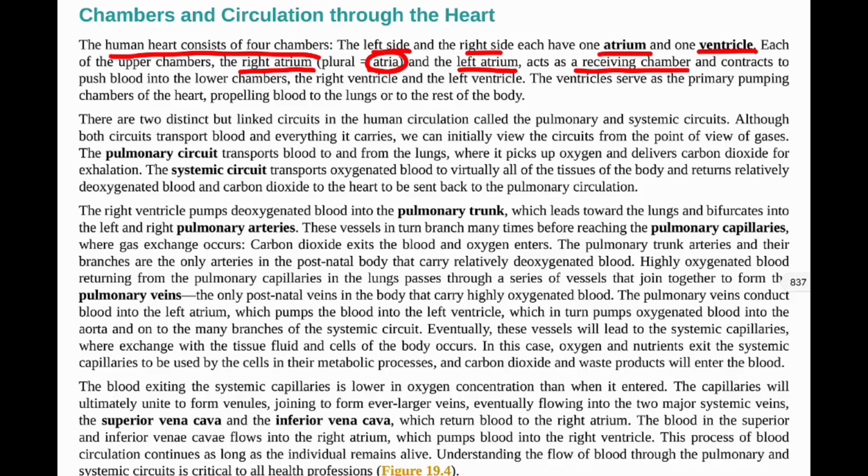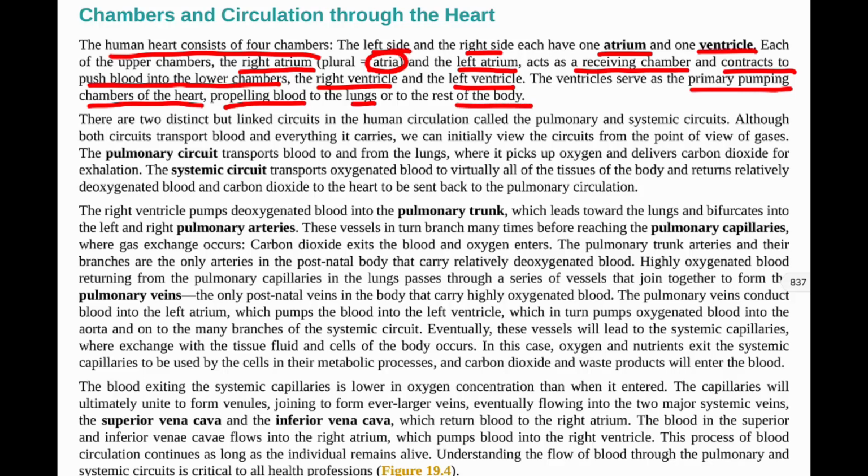So the atria receive the blood, and then it'll drain down into our ventricles that then pump the blood. So they act as the receiving chamber, and then they contract to push the blood into the lower chambers, which are the right ventricle and the left ventricle. And then these ventricles serve as the primary pumping chambers of the heart. So they propel the blood. They really force the blood, push it to either the lungs or the rest of the body, depending on the side we're talking about. And we'll get into that detail.